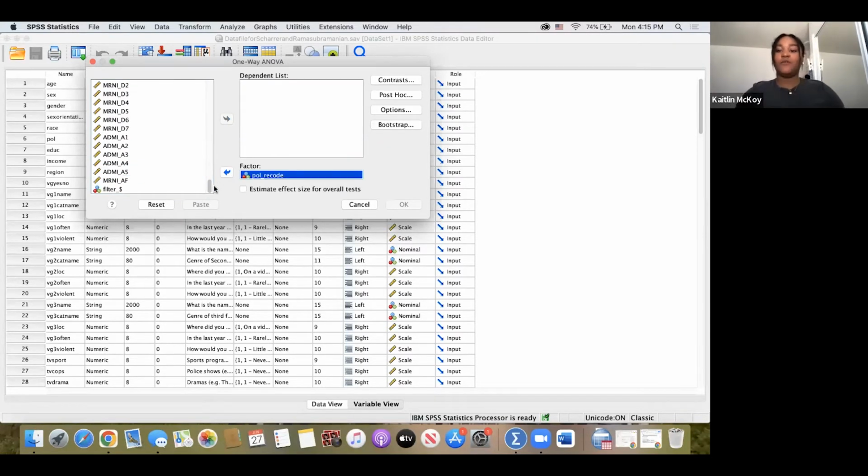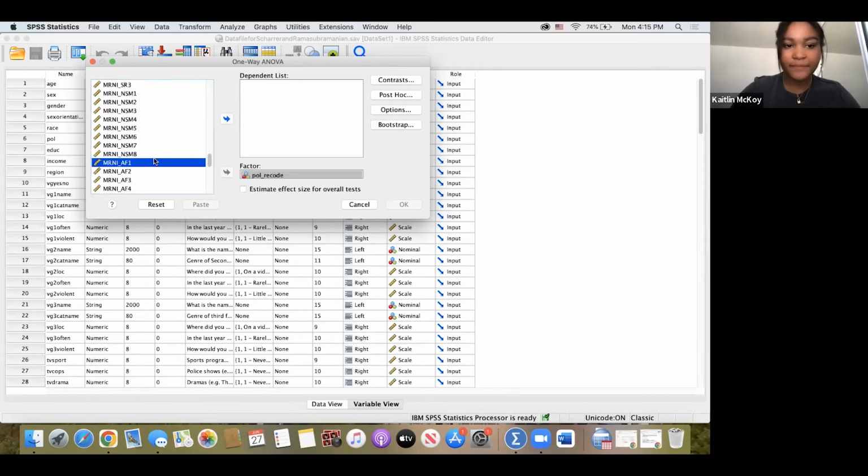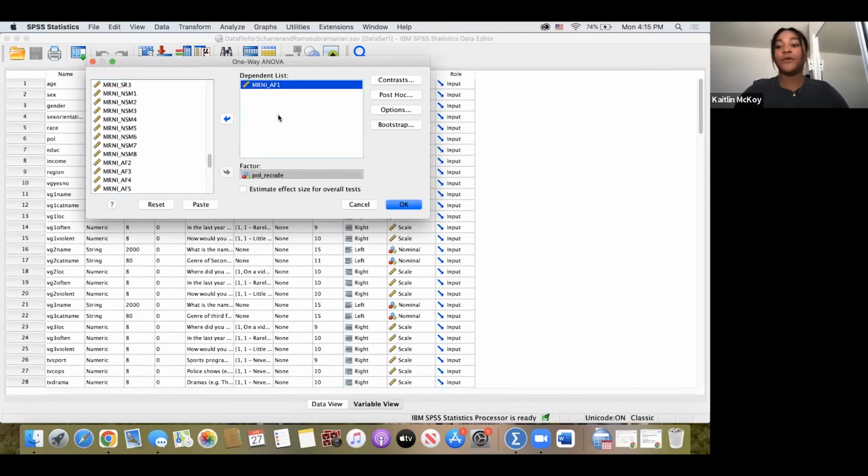Next, we're going to move over the variable mRNI_AF1 to the Dependent List. This will calculate the scale of agreeableness to the statement about boys playing with action figures. And we're not going to click OK yet.